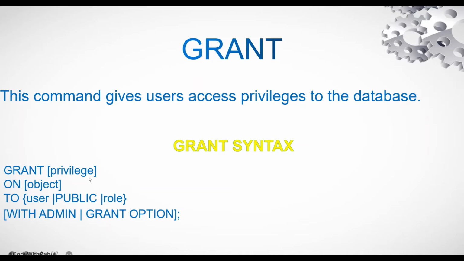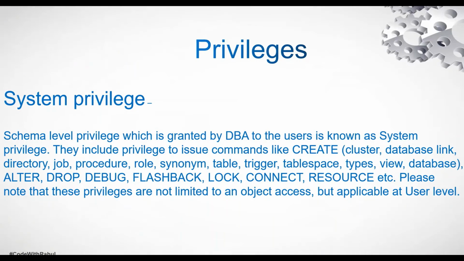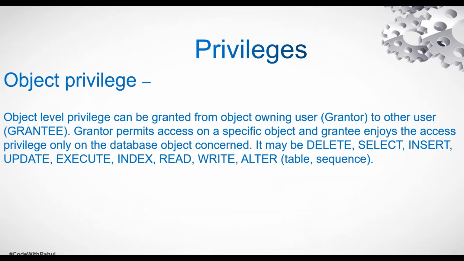Here one word is written as privilege. So what are the privileges? There are two types of privileges, system privilege and object privilege. A schema level privilege, which is granted by the DBA to the users, is known as system privilege. And what is object privilege? Object level privilege can be granted on an object, like on a database table: select, delete, insert, update, execute. I will discuss these two privileges in detail after some time.